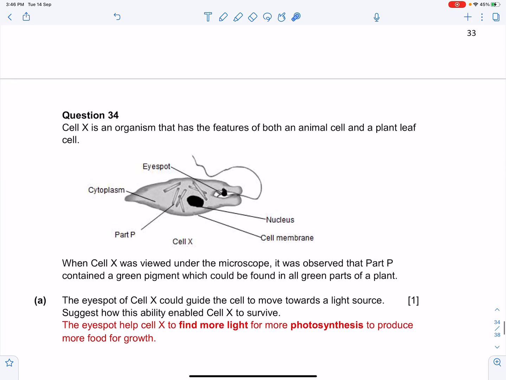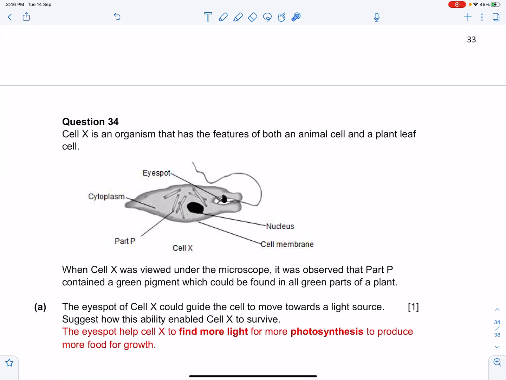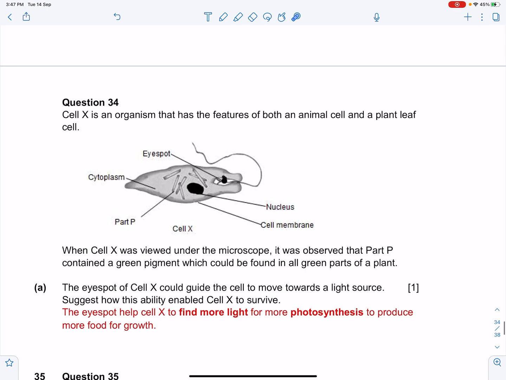This is another interesting one. Cell X is an organism that has features of both animal and plant cell. When cell X was viewed under the microscope, it was observed that part P had a green pigment which could be found in all parts of the plants. The eye spot of cell X could guide the cell to move towards a light source. Suggest how this ability enabled cell X to survive.